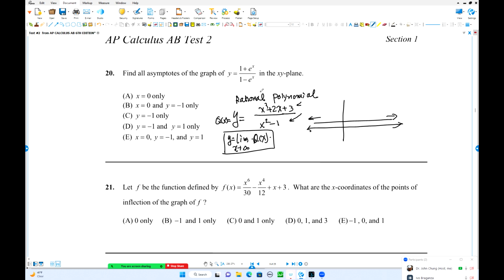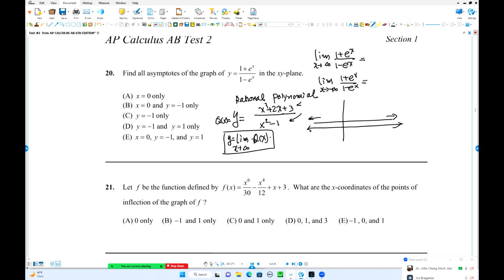But if this is not polynomial, we have to check both sides, because e to the x is not polynomial. If not polynomial, we have to check both. It looks like this one. X goes to positive infinity, 1 plus e to the x over 1 minus e to the x. The second one is x goes to negative infinity, 1 plus e to the x over 1 minus e to the x. We have to check both sides.